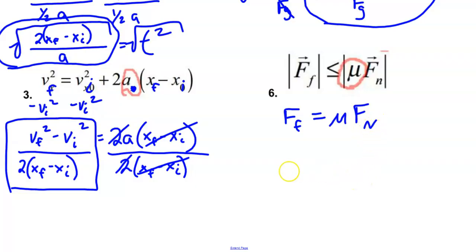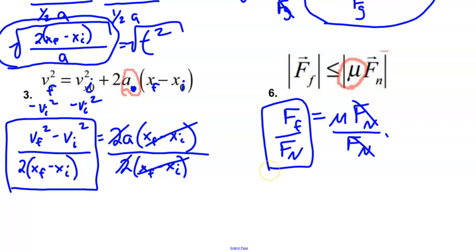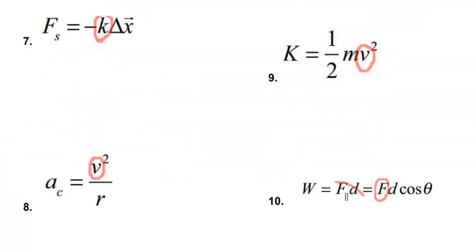All right, so we're solving for the coefficient, which simply means we just need to divide both sides by the normal force, and we'll be good to go. Look at that. Physics can be easy. It's not always easy, but it can be easy.